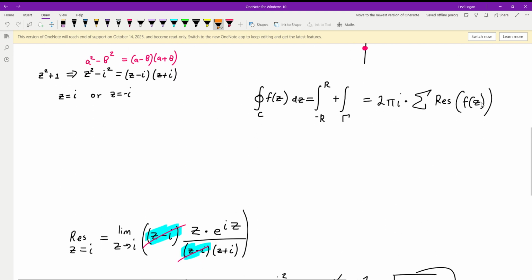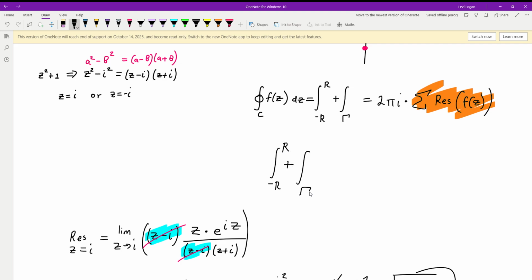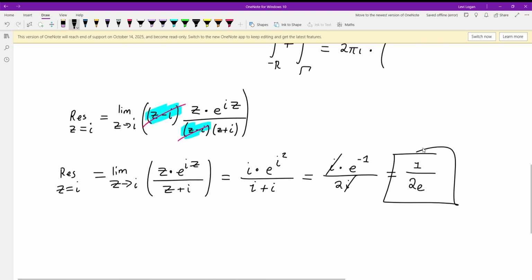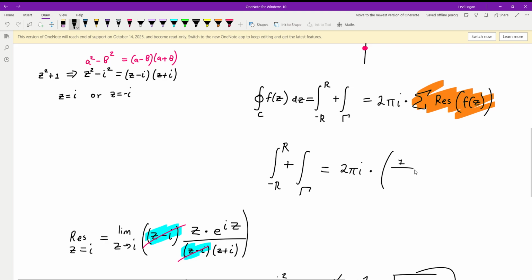Now that can go up here. We can replace it right there in the orange. So our contour integral, which is the integral from negative r to r plus the integral of gamma, is equivalent to 2 pi i times, what do we have down here? 1 over 2e.